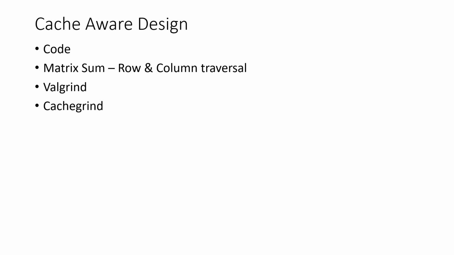Now we'll look at a small piece of code to see how the cache affects the program. We'll take a simple matrix and do a sum of all the elements. In one case we'll do a row-wise, row-major traversal, and in another approach we'll do a column traversal.